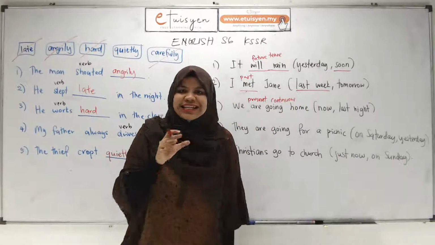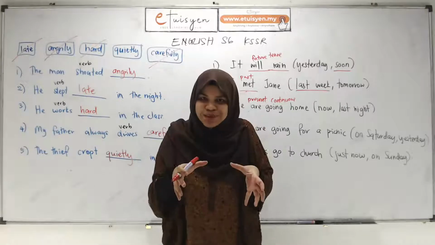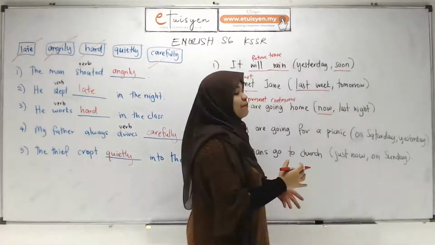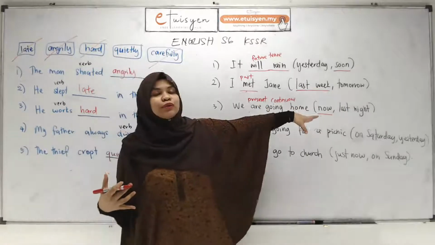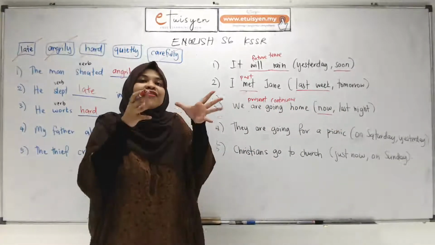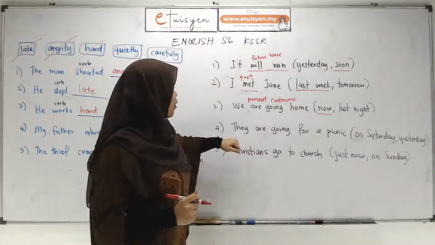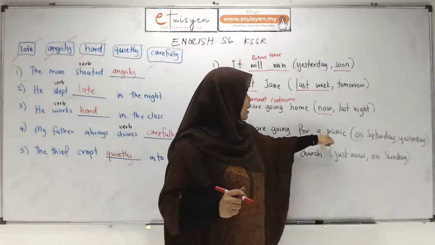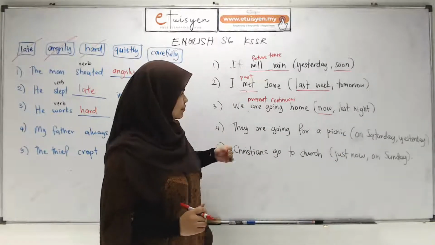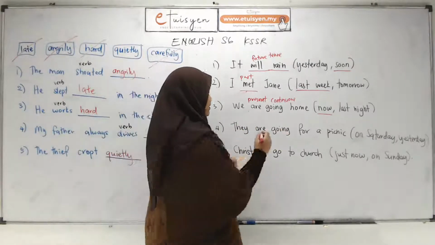Now, if present continuous, something is happening at this moment. So yes, Kash, now. Okay? Because if it's past tense, then we choose last night. But this one is happening at that moment, right now. So that's why we choose now. Okay? Number 4, they are going for a picnic. Okay? So here, it looks like a present continuous too. They are going. Okay?